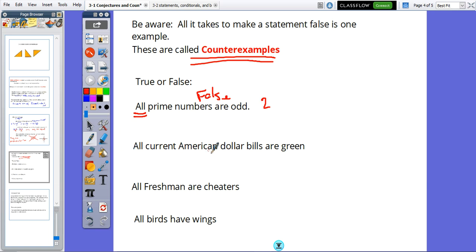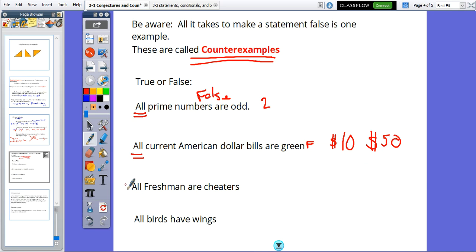Right? All current American dollar bills are green. All. True or false? Hey, that's false as well. Somebody pointed out we have the $10 bill. That is kind of tannish. And then, surprisingly, somebody had a 50. They say, hey, a $50 bill is not green. It's kind of pinkish. It has some green in it, but it's kind of pinkish at the edge.